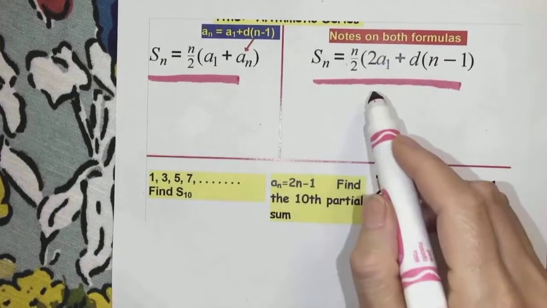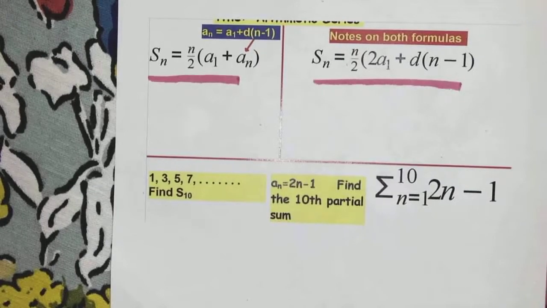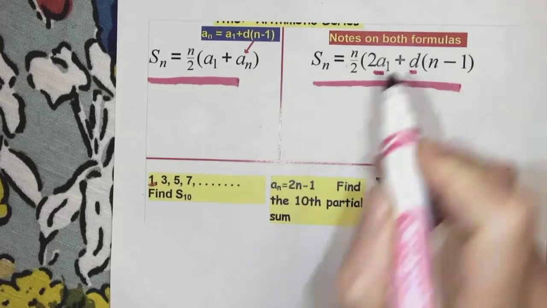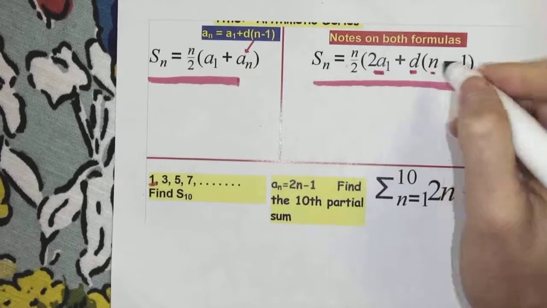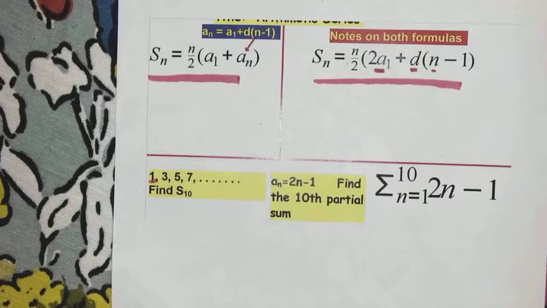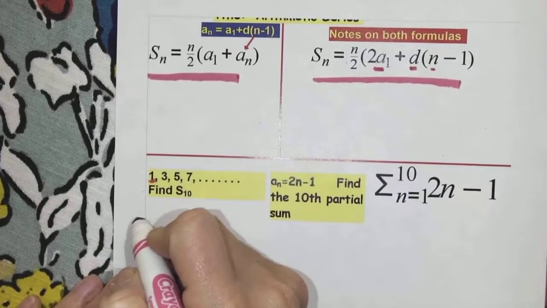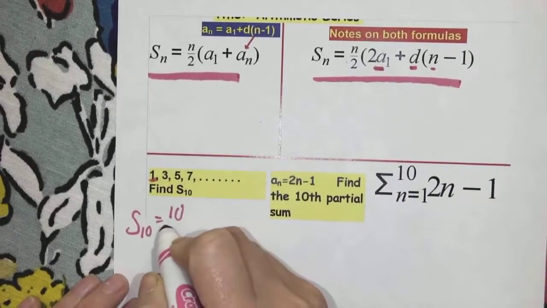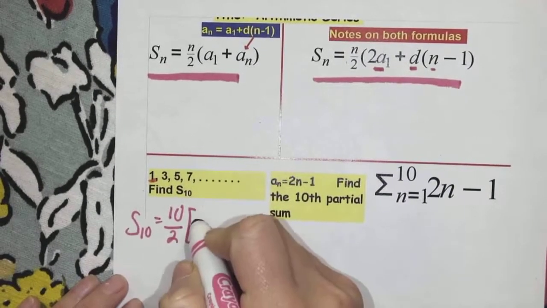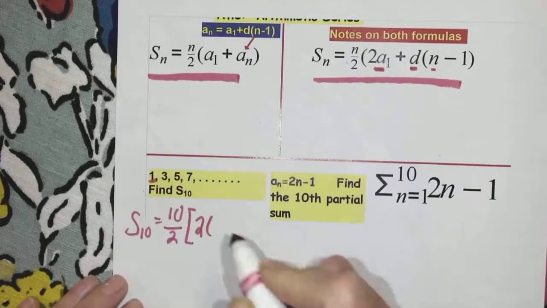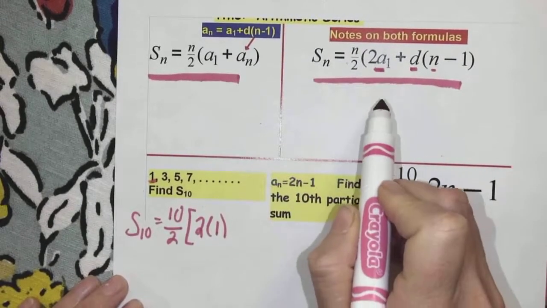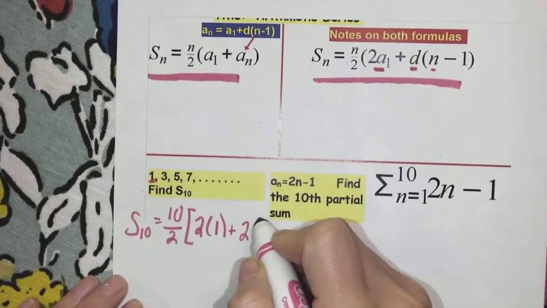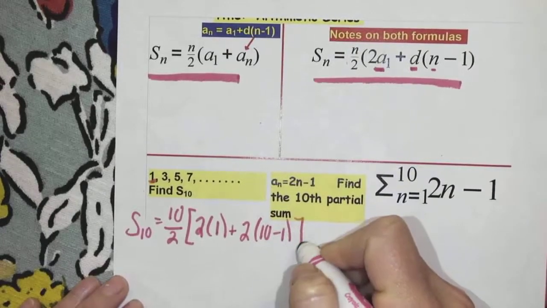For this one, I think I might lean towards using the second one because I can easily see what a sub 1 is. And I can see that the d value is 2, and I need the sum of the first 10 numbers. So it's pretty easy to substitute in. So if I plug in, I want the sum of the first 10 numbers. n is 10. And I'll do 2 times the first term, which we see as a 1. Again, just substituting into this formula. Plus 2, which is my d value, times 10 minus 1.